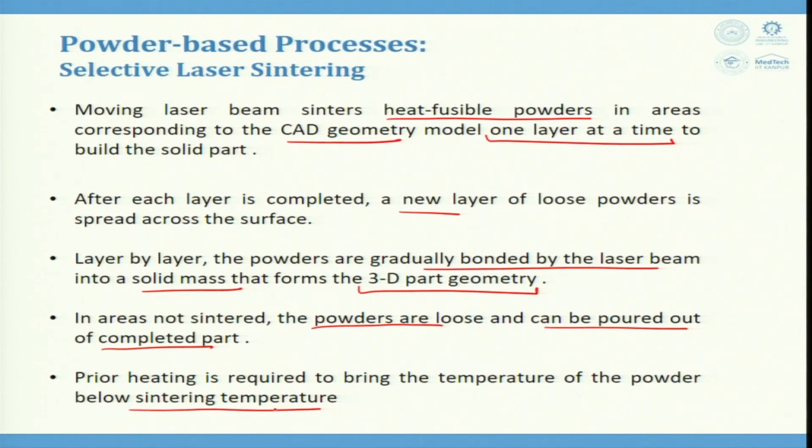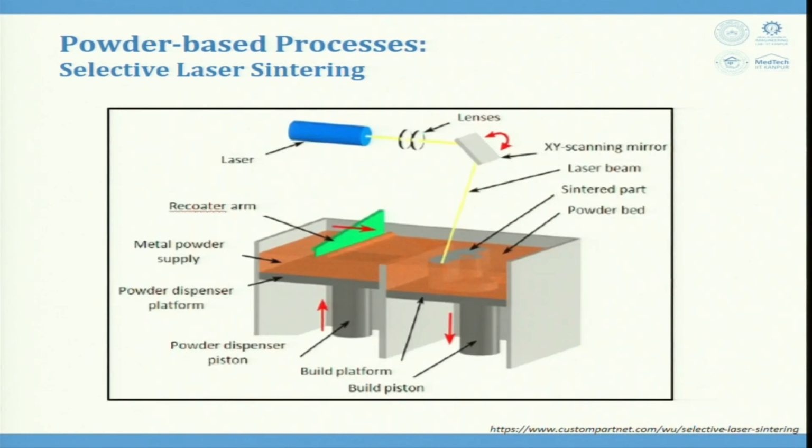So, this is the typical setup of the SLS process, in which this is a recoater arm and we have a powder spread here. This is the metal powder supply. This powder is spread over the printing area, and similar to the previous process, that is the SLA process, there is a laser and using lenses it is focused on the specific part. Then we have XY scanning where based upon the CAD model that we have received, it scans the component and tries to only cure the component that is required.